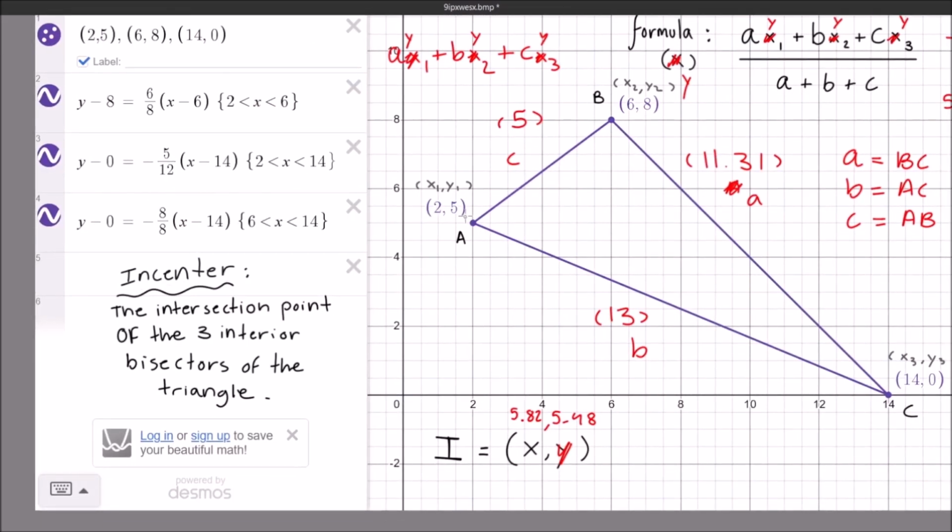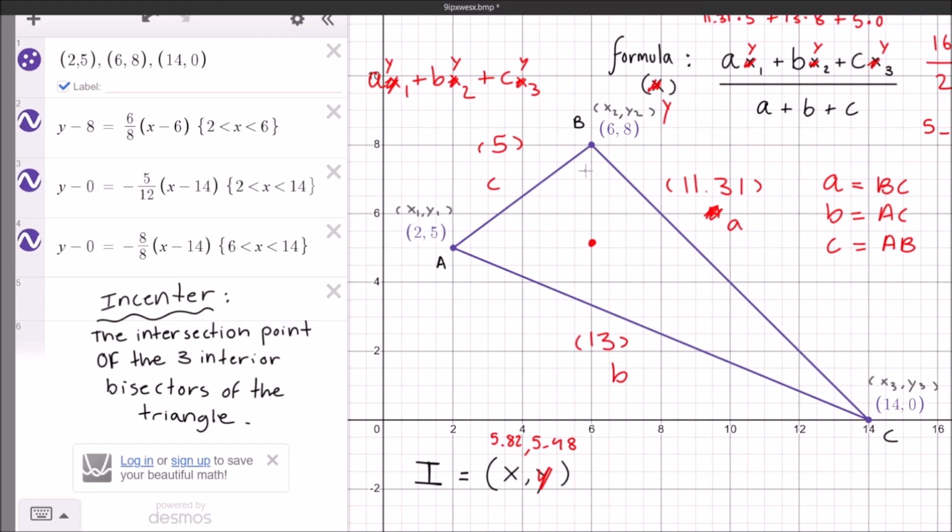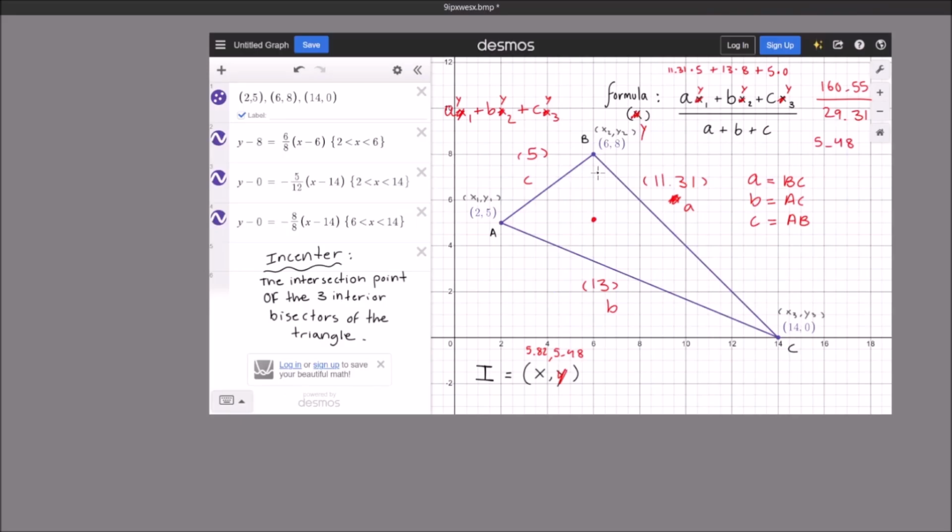That should be somewhere around, I'd say somewhere around there. Let's pretend it's right there. Alright, that should be it.